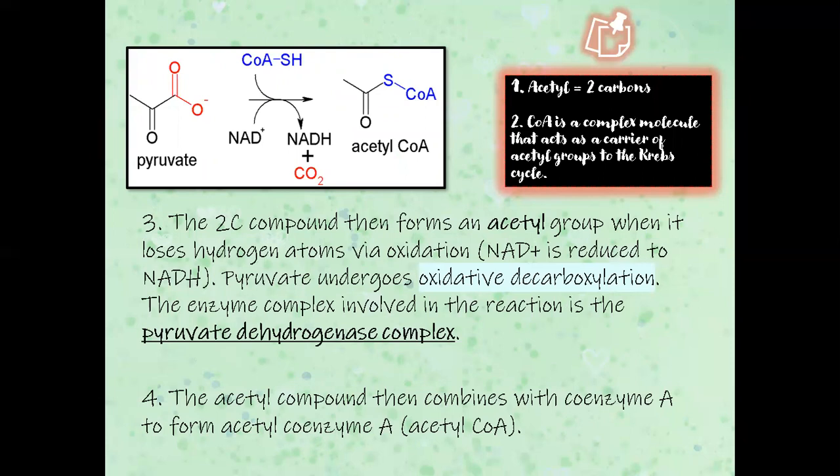In the third step, the two-carbon compound then forms an acetyl group when it loses hydrogen atoms via oxidation. NAD is reduced to NADH. Pyruvate undergoes oxidative decarboxylation, and the enzyme complex involved in the reaction is the pyruvate dehydrogenase complex. In the fourth step, the acetyl compound then combines with coenzyme A to form acetyl coenzyme A, or acetyl-CoA.